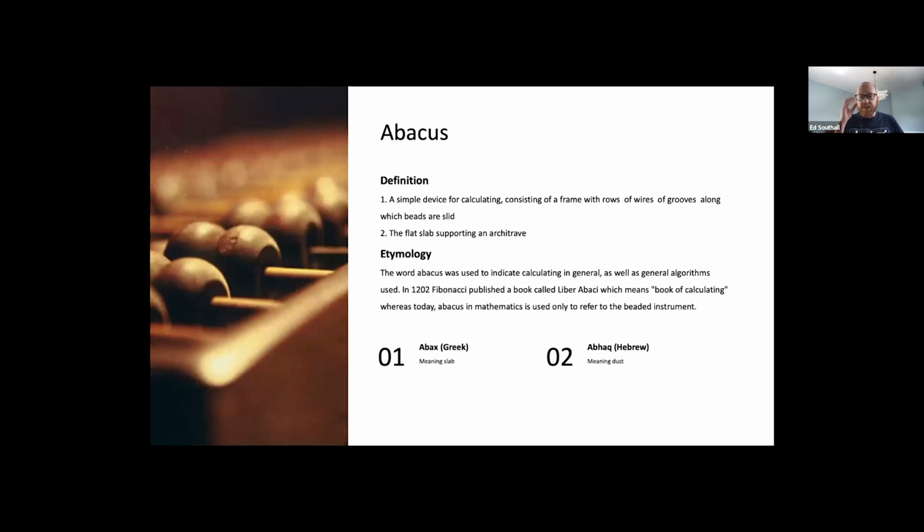So abacus, the word itself, has a couple of definitions. I mean, we're all used to the mathematical definition, but it also means the flap, slab, supporting, and architrave. So if you are an architect or you live with an architect, you may have used this word or heard of this word being used in a different context. But for us, really, we know it to mean one of these devices with little beads that you thread along and so on. Lots of different manifestations of the abacus. There's Russian abacus, Chinese abacus, our stupid abacus, and so on.